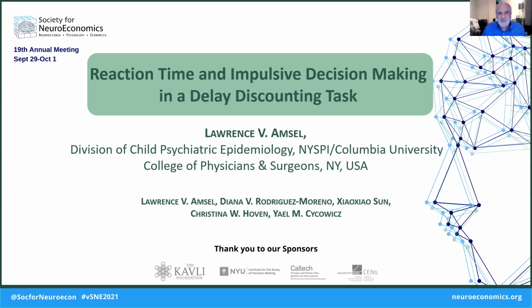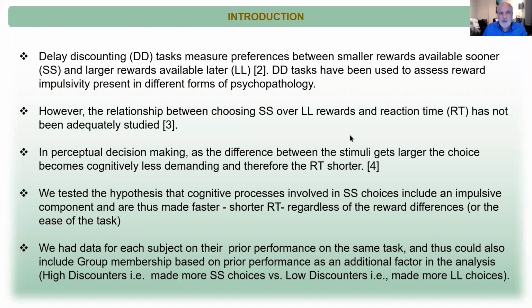Welcome to this poster session entitled Reaction Time and Impulsive Decision Making in a Delay Discounting Task. We know that delay discounting measures preferences between smaller rewards available sooner, which is called SS, and larger rewards, which are available later, which is called LL. However, the relationship between choosing these SS over LL rewards has not been adequately studied in response to reaction time.